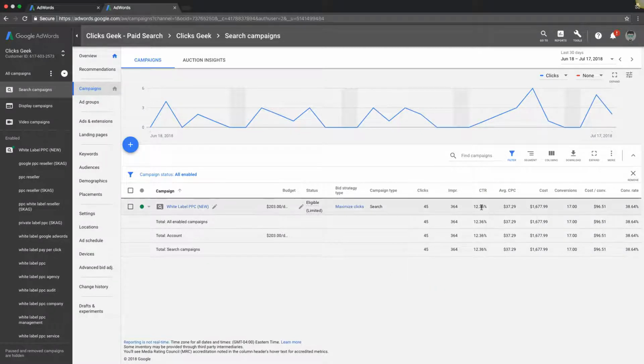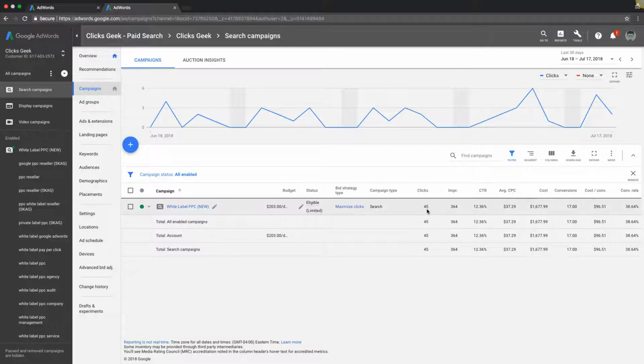So 12.36% is a really awesome click-through rate. Ideally, you want to be over 5% for your campaigns. Bare minimum, you want to be at 2%, and anything below 2%, I would just pause your ads because they're not working.